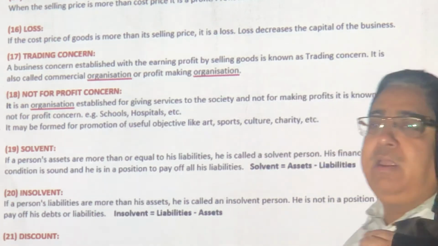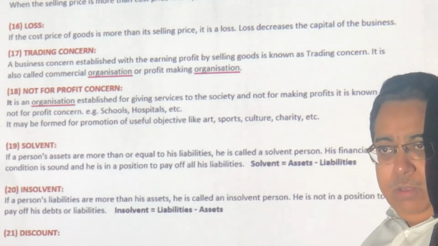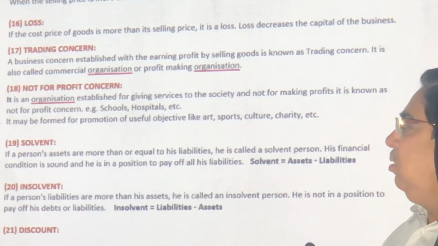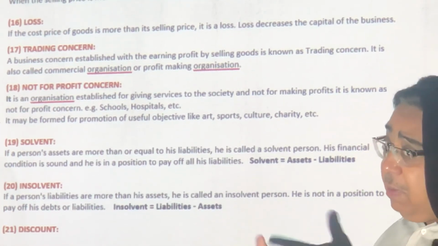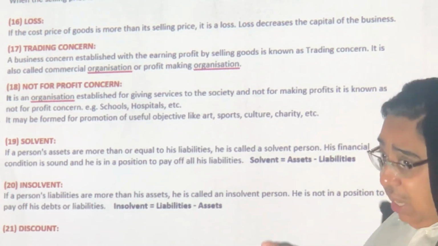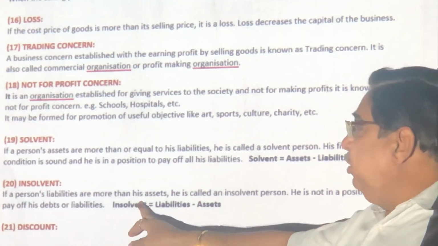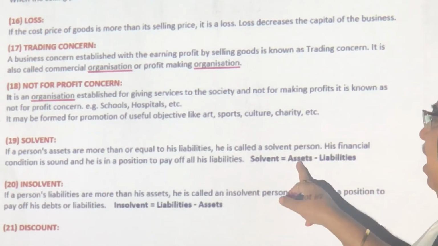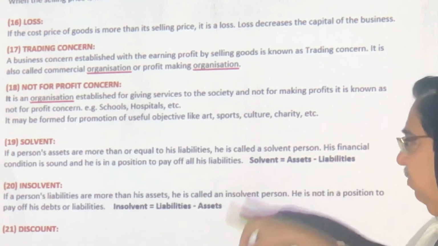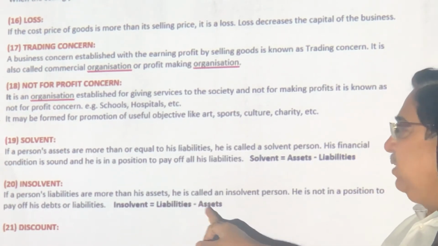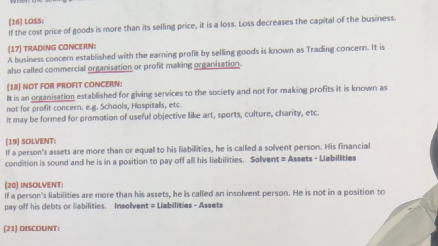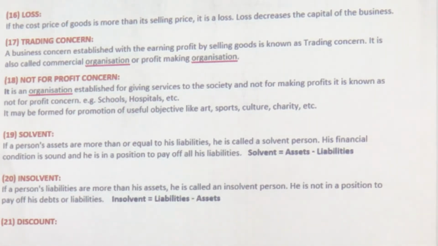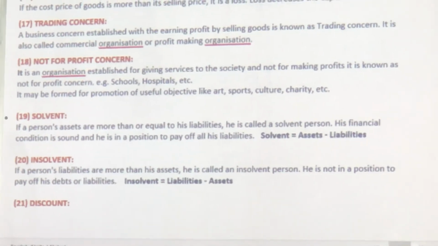Solvent is when I can pay my money. I have so many things that even if I sell them, I can pay you right now. The opposite: I will never be able to pay your money. Nothing is left with me which I can sell or trade or give you. I am insolvent. Solvent is when assets are more than liabilities. What I have is more than what I have to pay. Reverse: I have to pay more, I have less, I am insolvent. Diwaliya, as we say. So this is how we find it in books of accounts.